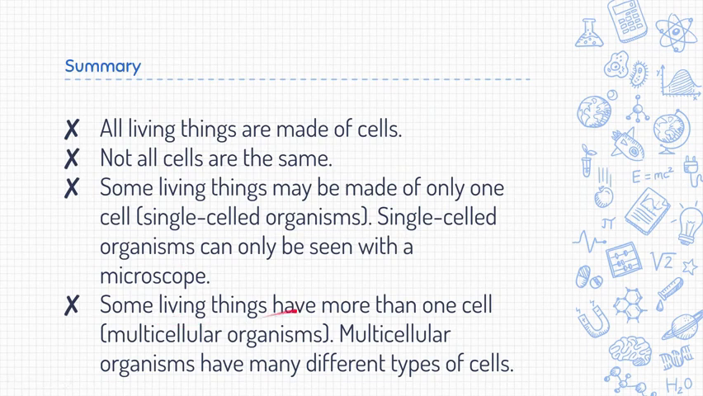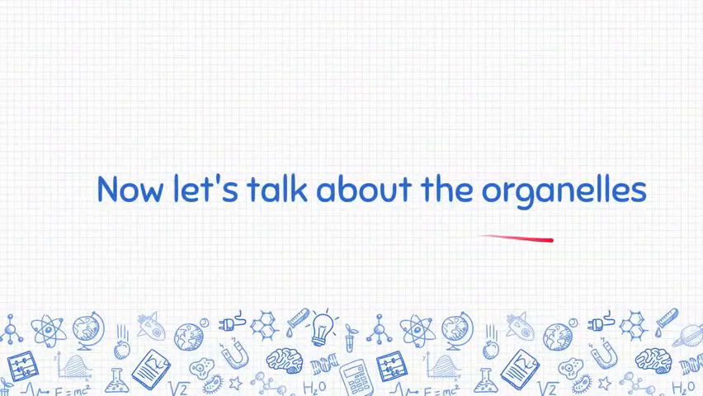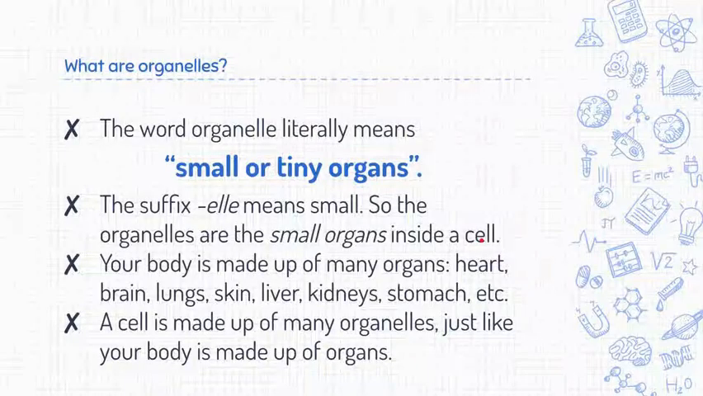Some living things, however, have more than one cell. We call them multicellular, multi meaning many. Multicellular organisms are made up of many different types of cells. More on that in next unit. So let's hop into what we're going to talk about called organelles. Let's take a moment and look at organelles.